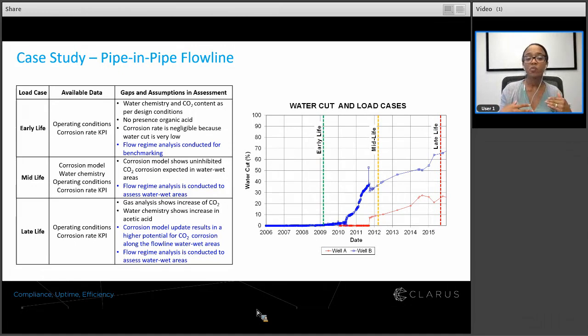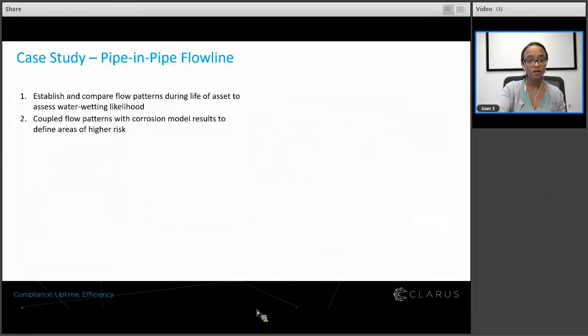We conducted a complete water analysis and gas analysis to get the most up-to-date data on the field, which showed us we had both an increase in the CO2 content as well as an increase in the acetic acid content, which directly impacted the corrosion rate that we were expecting. And then we did a corrosion model update to assess what that would be, and a flow regime analysis to assess what the water wet areas were in comparison to the previous history of that asset. So comparing both the flow patterns and the corrosion model, we were able to identify what areas of high risk were there in the system.